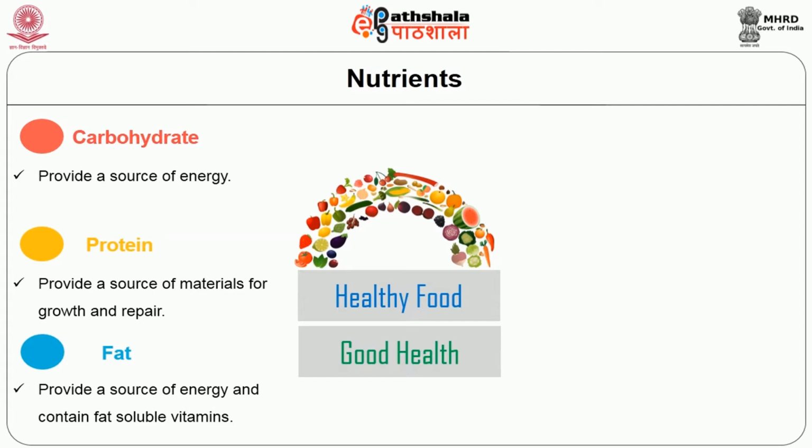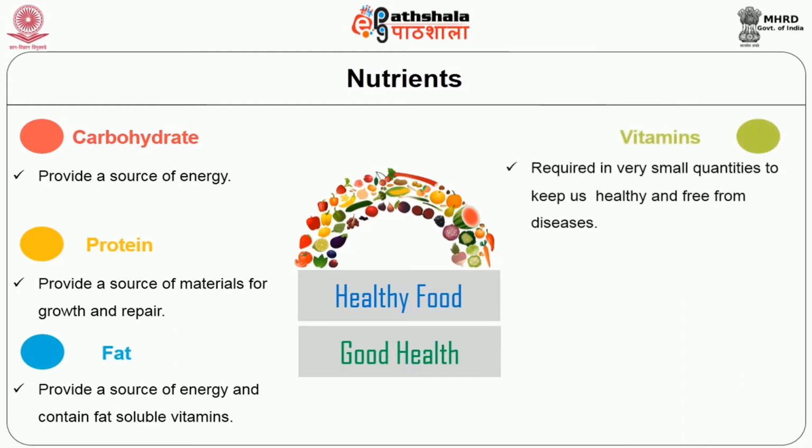Apart from these three major nutrients, carbohydrates, proteins and fats, we also talk about vitamins and minerals, which are the minor nutrients. Vitamins are required in very small quantities, but it is very much essential to consume all types of vitamins, the fat soluble and water soluble vitamins, to keep us healthy and free from diseases, and hence they are categorized as protective foods.